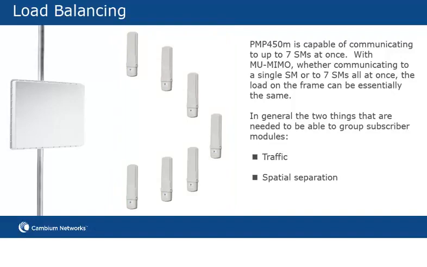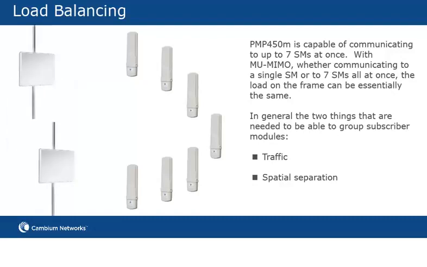In general, the two things that are needed to be able to group subscriber modules are traffic and spatial separation. Traffic is something that we have little to no control over and can be unpredictable. Spatial separation in itself is difficult to change, but by moving SMs between adjacent sectors, we can change the distribution of SMs and improve the chances that they will be groupable when they need to pass traffic.